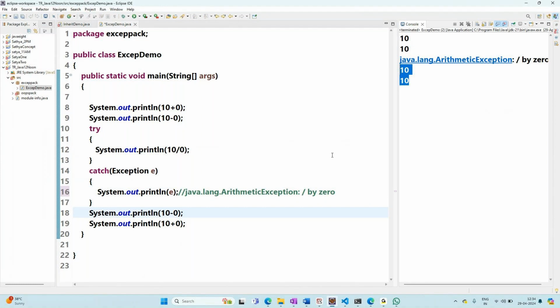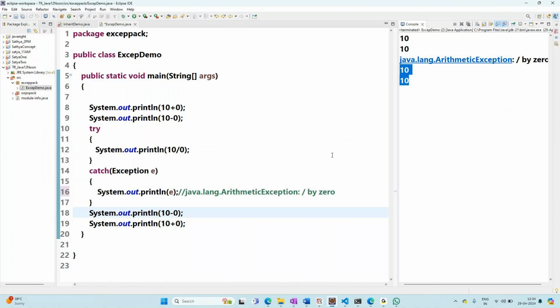Whenever the exception is being handled, you can see the other lines getting executed. So this is the way that the lines get executed after the exception also. It was not the case when we did not handle it. So this is the first way that I can do.